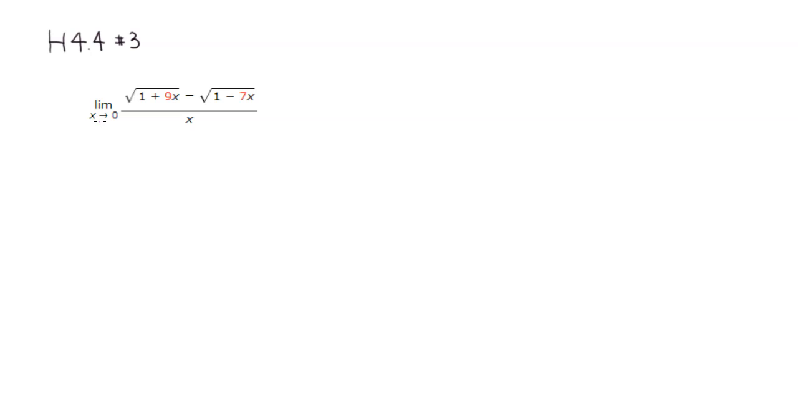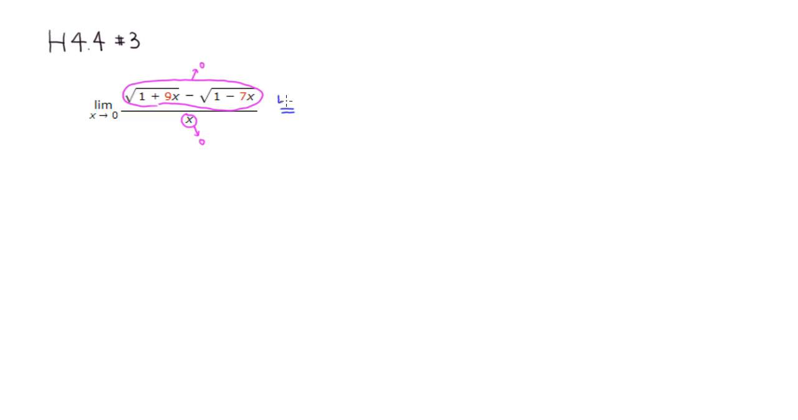As x approaches 0, the denominator definitely goes to 0. And the numerator: if you put 0 here, you have the square root of 1 minus also the square root of 1, so the whole numerator approaches 0. Right? So we have 0 over 0, so we can apply L'Hopital's rule.